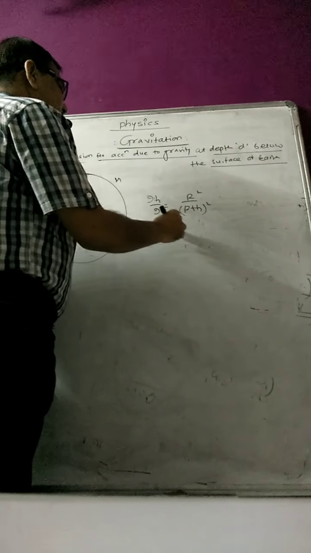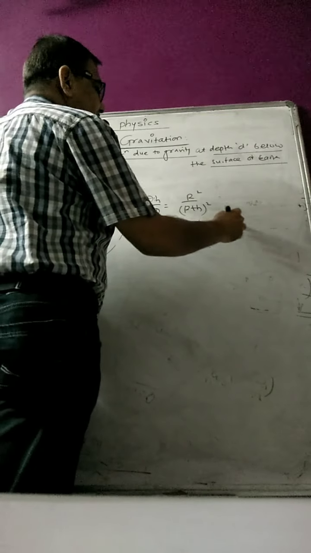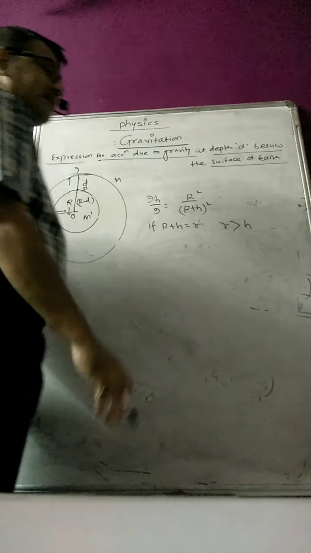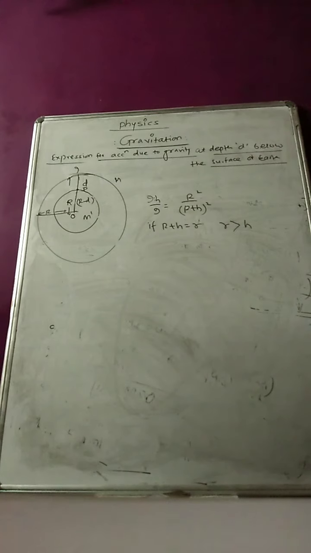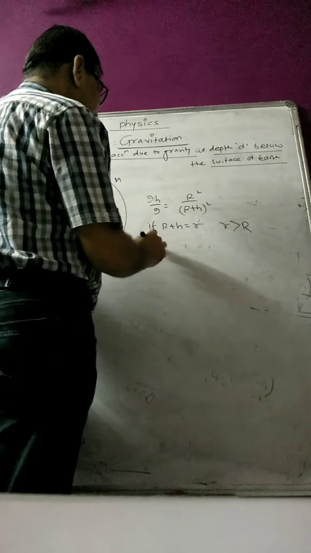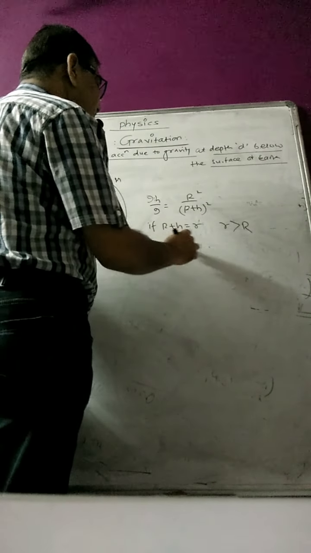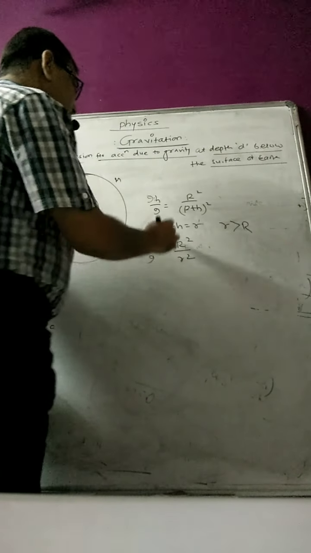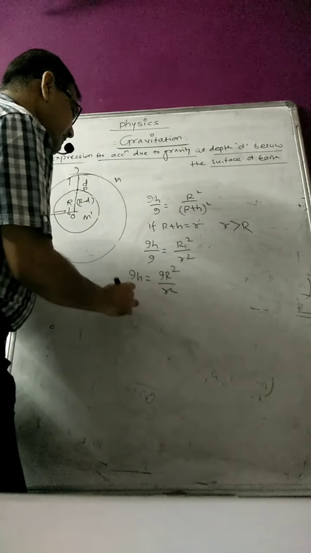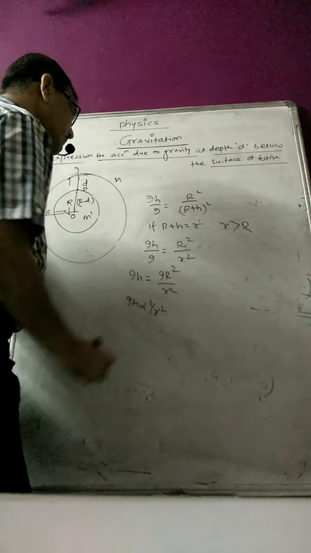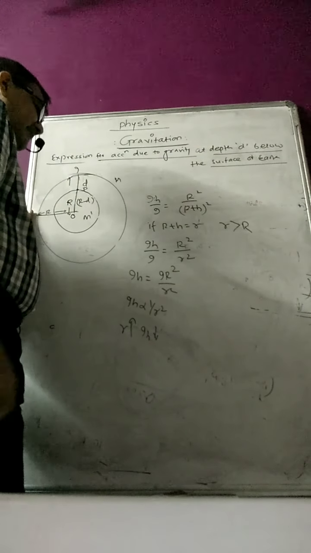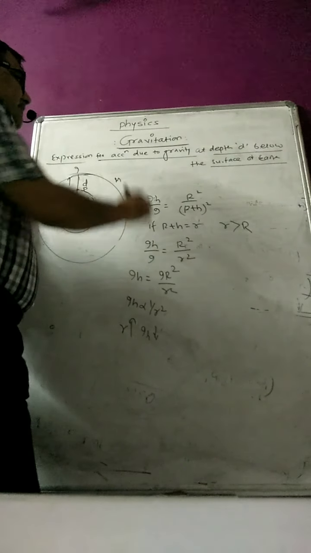If r plus h is equal to r, it means r is greater than h. So if your r is greater than the capital R, then the expression will be gh by g is equal to r square upon small r square. So therefore gh is equal to gr square upon r square, or gh is inversely proportional to r square, which means as the r goes on increasing, gh will go on decreasing, and that will be the parabolic path. So that is the first condition.